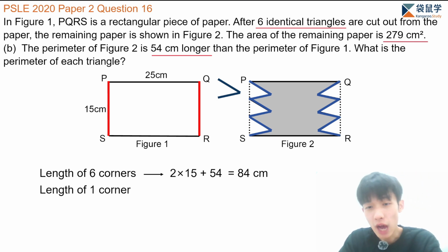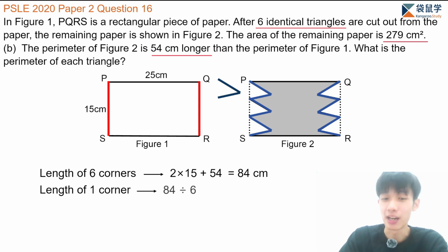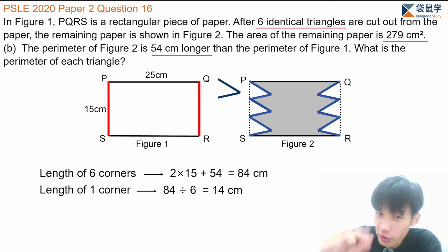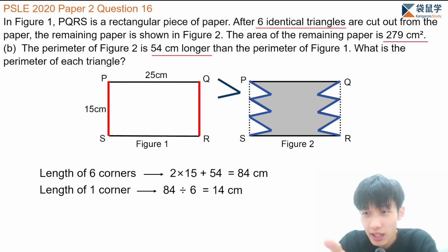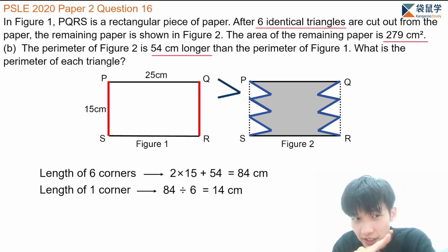So that's for 6 of the corners. Now, to find one of the corners, what should be the calculation? It's just 84 divided by 6, which gives us 14 centimeters. Now, this 14 centimeters refers to 2 lengths of the triangle. How about the last one? What is the perimeter of each triangle?